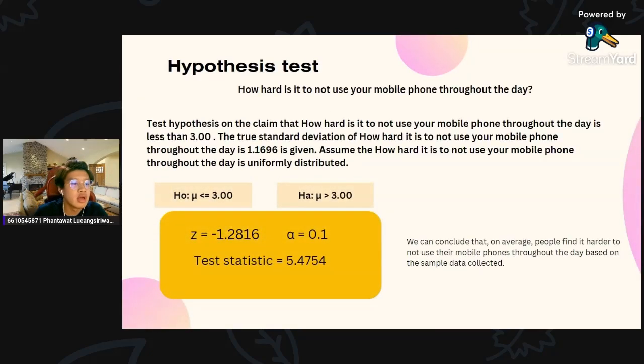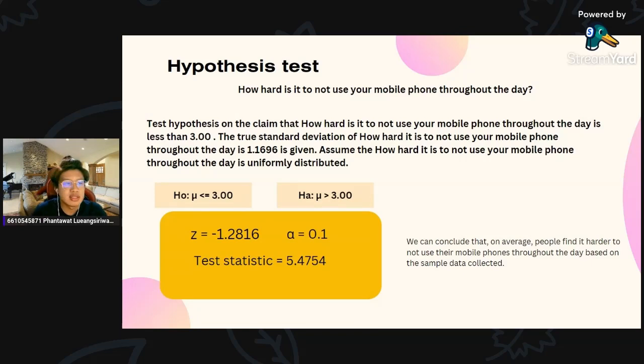For the next question, how hard is it to not use your mobile phone throughout the day? This is a hard question. The test hypothesis only claims that how hard it is to not use your mobile phone throughout the day is greater than 3.00. The standard deviation of the question, 1.1696, is given. Assume that the question is uniformly distributed. So the null hypothesis says the mean is less than or equal to 3.00, and the alternative hypothesis said the mean is greater than 3.0.